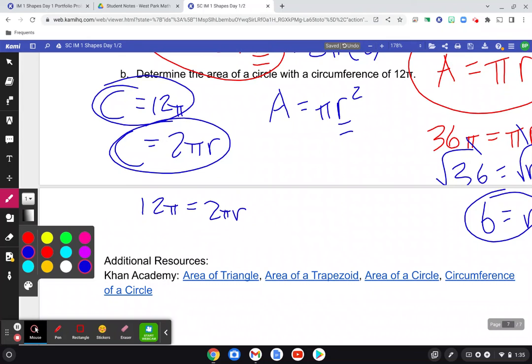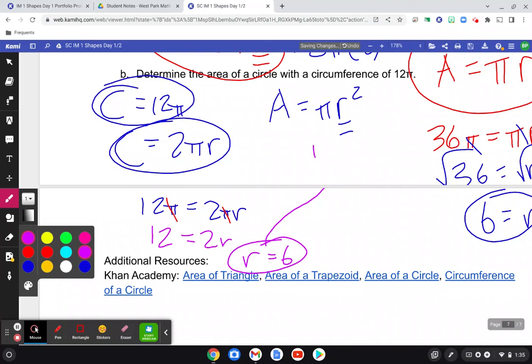And same thing we did over there, we can get rid of the pi's that exist on both sides. And what we're left with here is 12 is equal to 2r. Divide each side by 2, and you get r equals 6. Now you can take that 6 and plug it back in for r right up here. Okay, so we're going to go pi times 6 squared. 6 squared is 36, so our area is going to be 36 pi. Okay, 36 pi square units is our area.